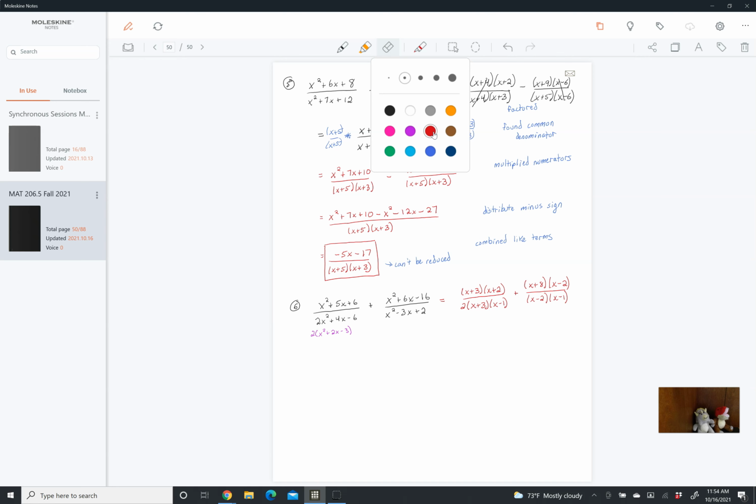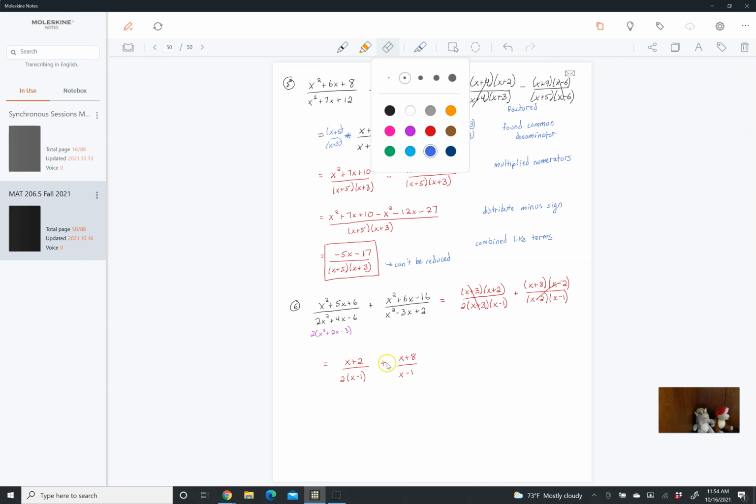And notice what happens. In the first, x plus 3 cancels. In the second, x minus 2 cancels. So what does that mean? We actually have two very simple rational expressions. We have x plus 2 over 2 times x minus 1 plus x plus 8 over x minus 1. And now we're finding a common denominator. So notice this is much simpler than what we started with.